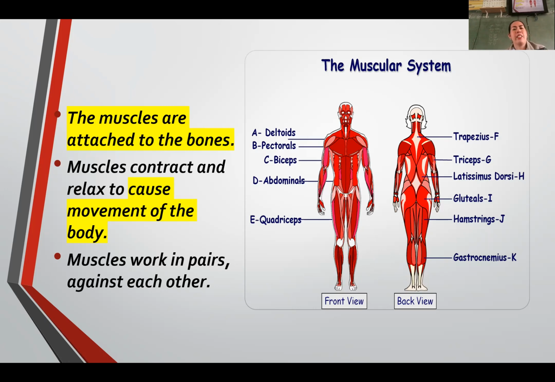Next, muscles work in pairs against each other. Okay? When you say pairs, how many? Two. So muscles are in two and they work against each other. You will see that on the next slide. But please underline and highlight in your book first. The 3 bullets. Underline and highlight in your book.